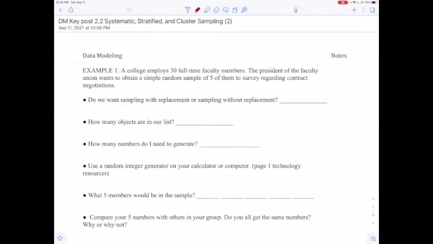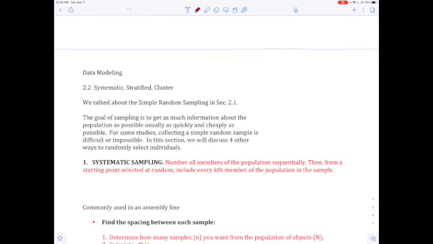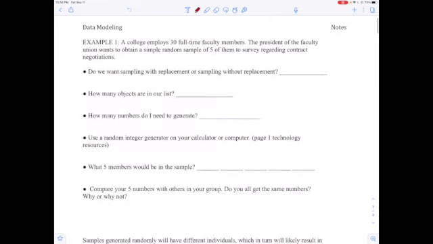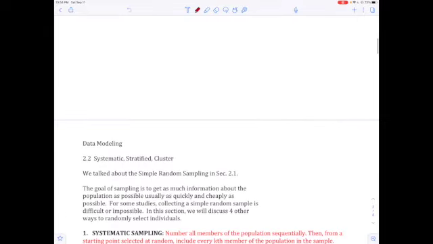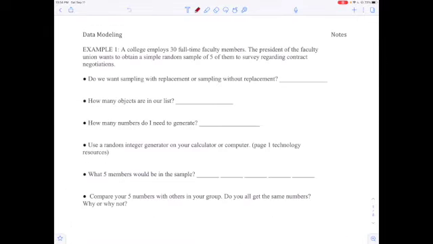Hi everyone, today we are going to review a little first and then we're going to move on to section 2.2: systematic, stratified, and cluster sampling. We're also going to review simple random sampling, and we're going to add one more, which is convenience sampling. Start off with example 1.